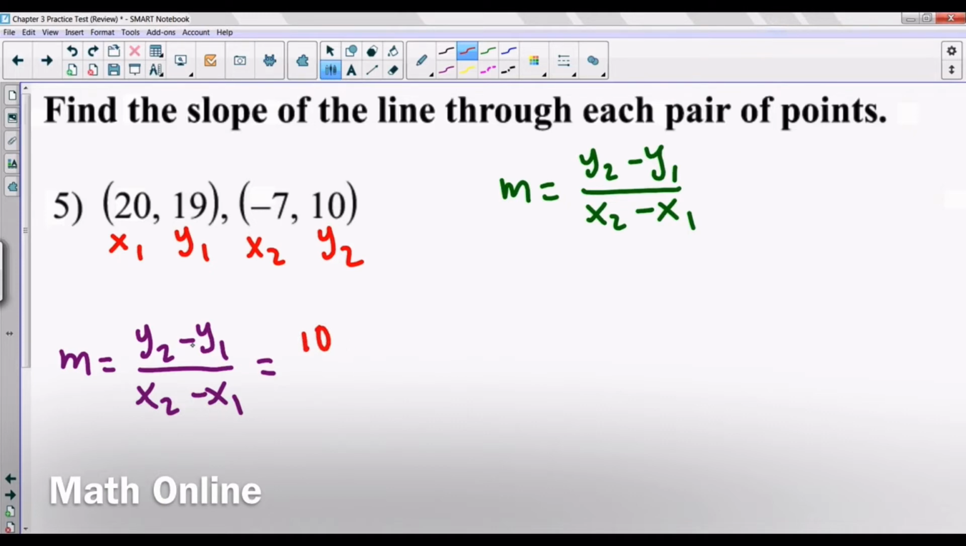And then the formula says minus, so I put a minus sign. And then I move on to writing down the number that corresponds to y1. And as you can see, y1 corresponds to 19. And then we put our fraction symbol here, and then we'll write down the values that correspond to the x values. So x2 in this case is -7, minus, that's what the formula says, the x1 value, which in this case is 20.